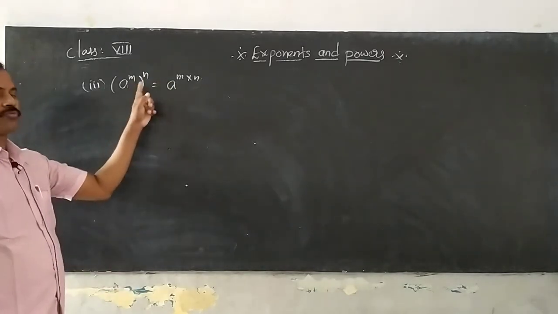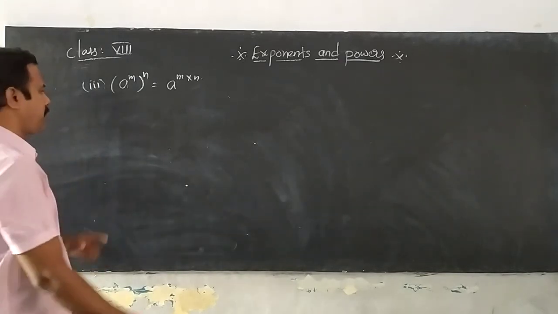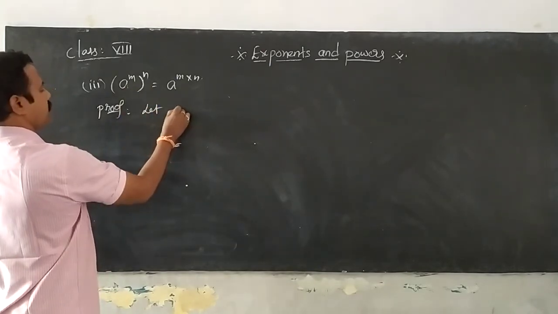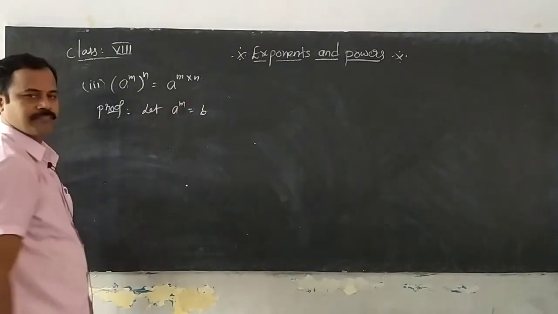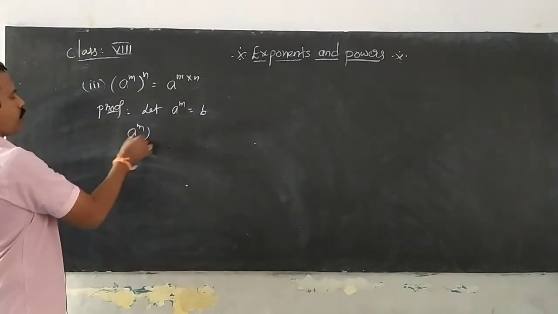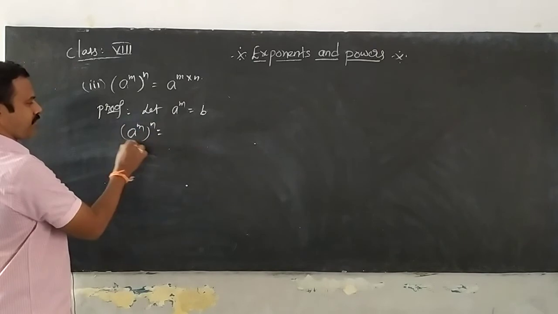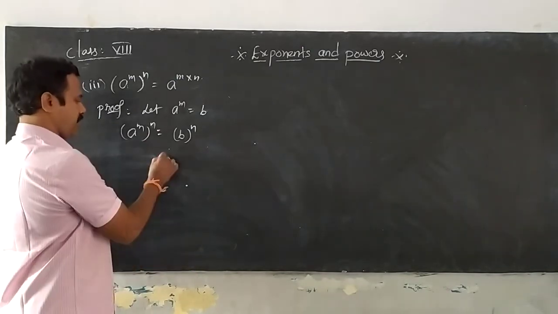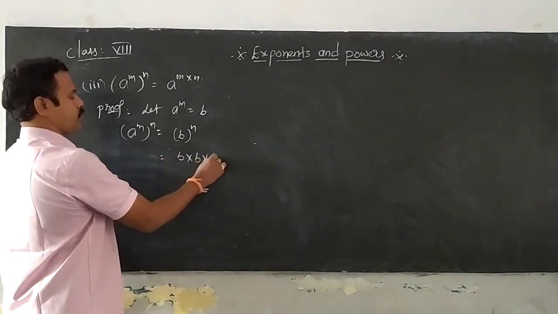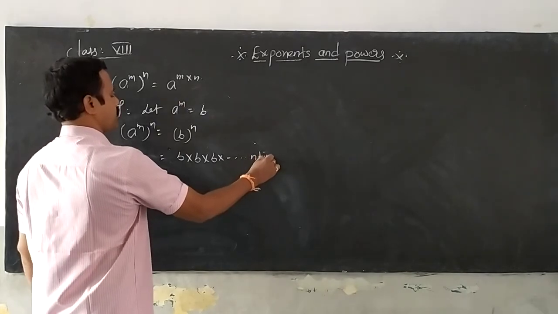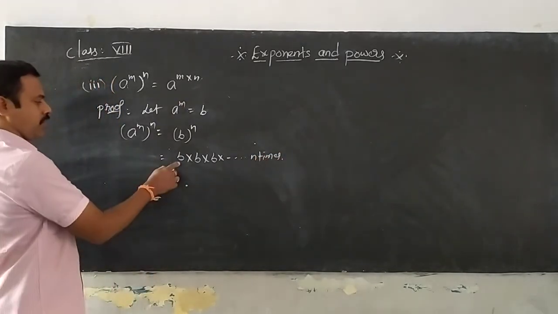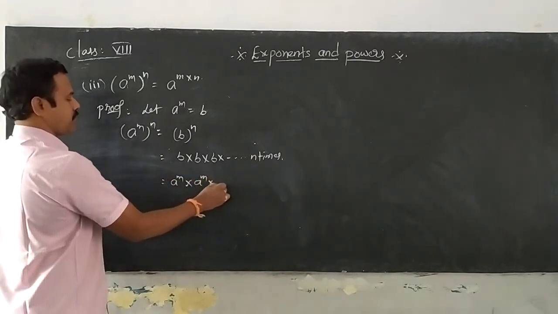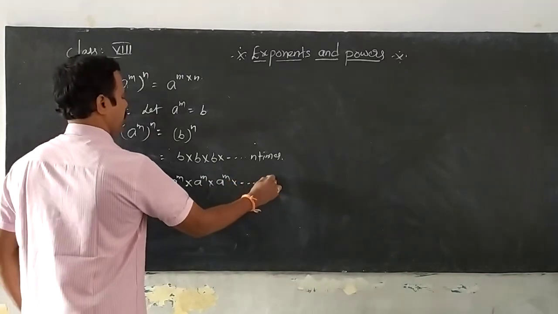Having two powers we may have a small confusion here, isn't it? So to prove this, let a power m be equal to b. So what do you write? A power m whole power n is equal to, in the place of a power m you write b, so b power n. What do you mean by b power n? Yes, very good. b into b so on n times. Now what is b? Nothing but a power m. So you write a power m into a power m into a power m so on n times.